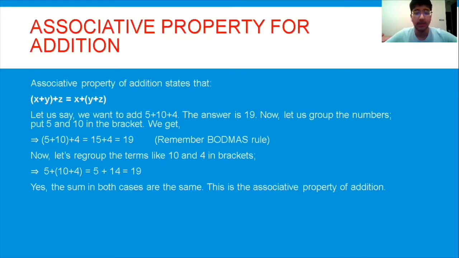Or the second way, where we group 10 and 4 together and then add 5 to it. So 5 plus 14 is equal to 19. And yes, in both cases, the sum is the same. And this is basically known as associative property of addition.